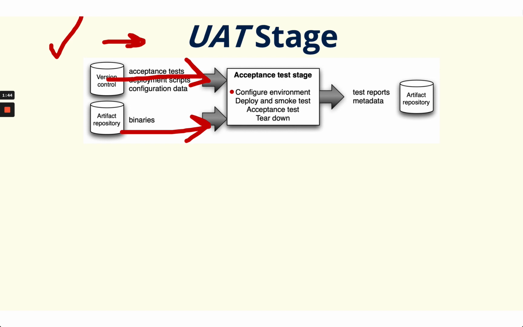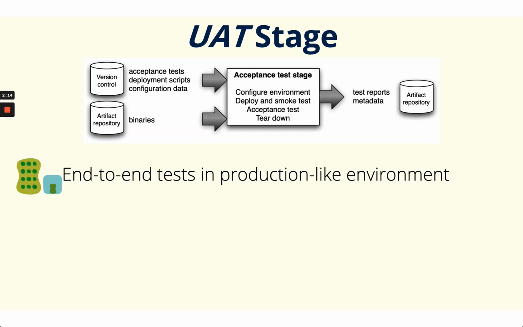That's what we mean by configure environment, that we want to get this as close to a production-like environment as possible. So we'll spin that up and then deploy and smoke test our application to it. So deploy your application to it and then send a simple request to make sure that the application is up and running. Then run your entire suite of acceptance tests against that ecosystem. And when that's done, you tear it down and then copy any test reports or metadata, et cetera, over to the artifact repository. So these are end-to-end tests in as close to a production-like environment as you can get.